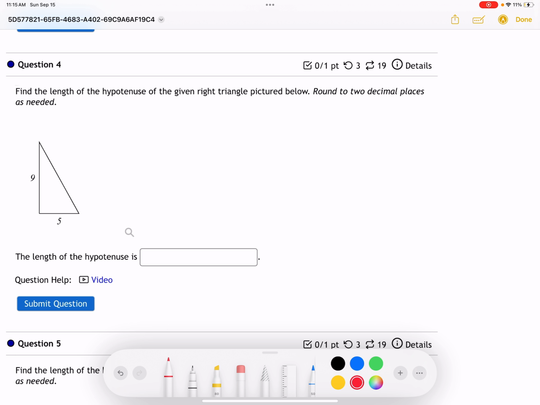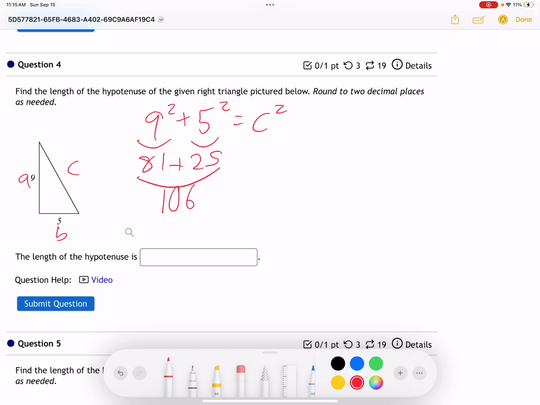All right, find the length of the hypotenuse. We are again doing a squared plus b squared equals c squared. So this is our a, b, and c. 9 squared plus 5 squared equals c squared. 81, 25, add them up, 106. So c squared will equal 106.